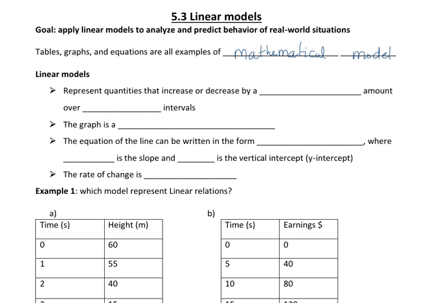So, a linear model represents quantities that increase or decrease by a constant amount. That's what a linear model is. So if you're looking at a line, you're going up by the same amount or you're going down by the same amount every single time. We said that the graph is a straight line.